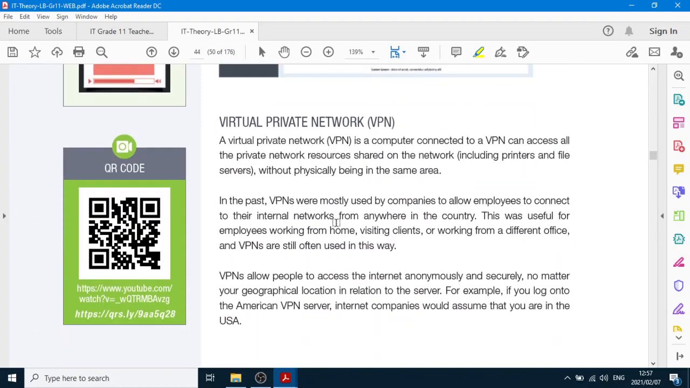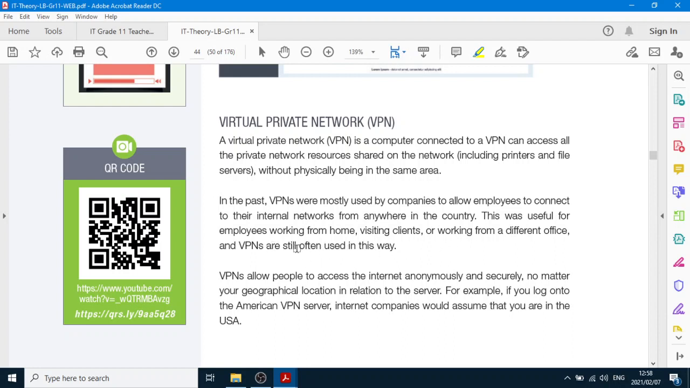Right, now virtual private network. A virtual private network is a computer connection that will be able to access private network resources shared on the network, including files, without physically being in the same area. It sounds a bit like an extranet, doesn't it? But they were mostly used in the past. They were mostly used by companies to allow employees to connect to the internal networks from anywhere in the country, which is a bit like an extranet. A VPN is an extranet, but this was useful for employees working from home, etc.